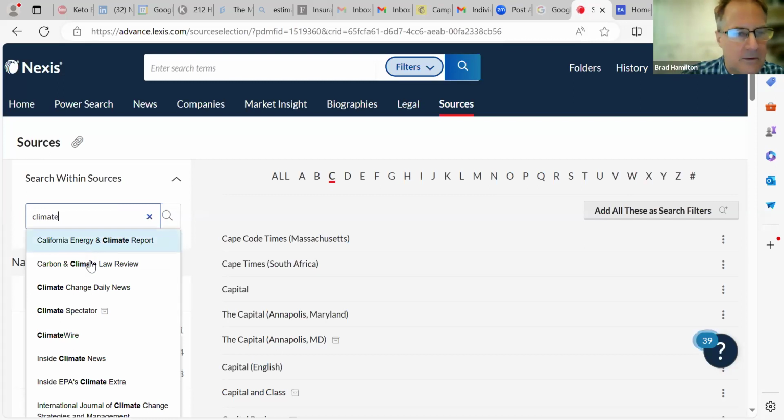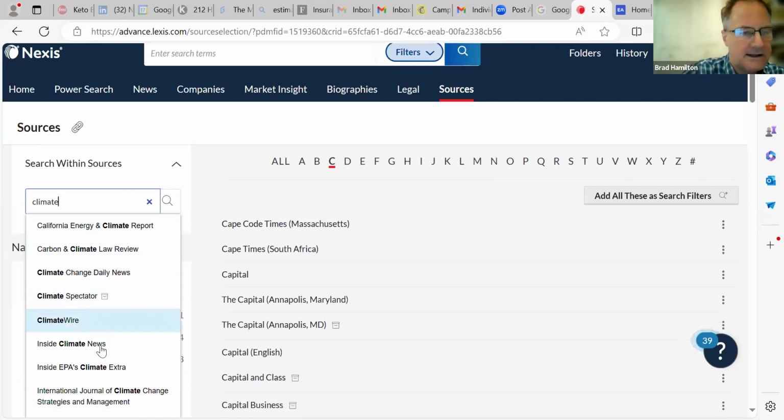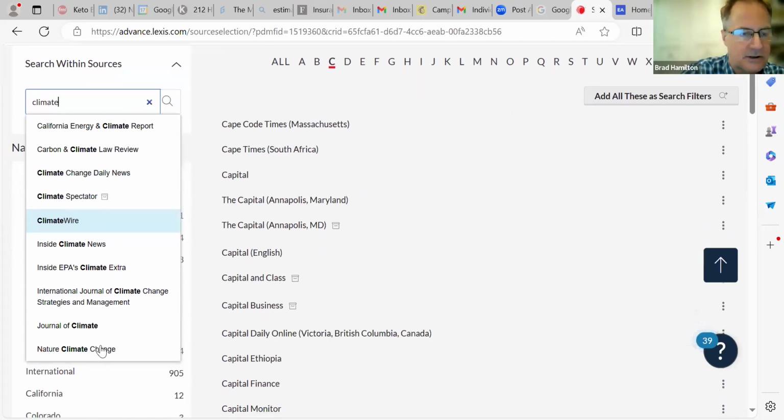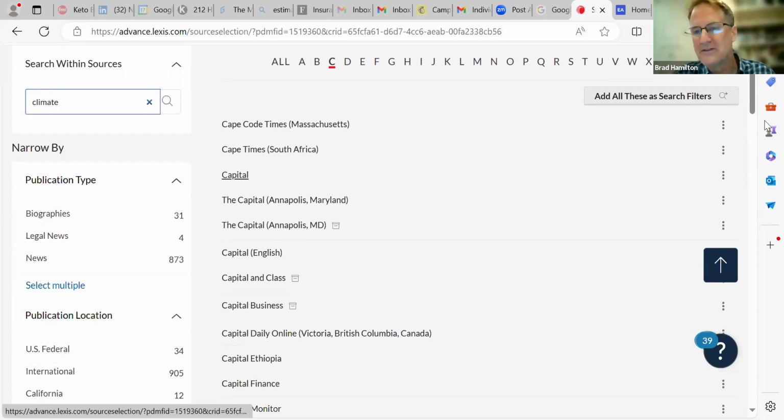There's that, we know about that one, Carbon and Climate Law Review, Climate Change Daily, all these different Climate Wire, Inside Climate News, EPA, there's an EPA, Climate Extra, International Journal, a journal. There's all these different publications that specifically talk about climate change. Okay, so what does that do for this woman?